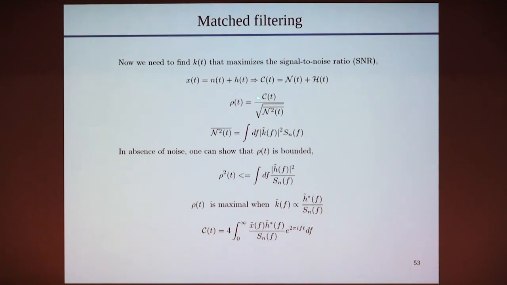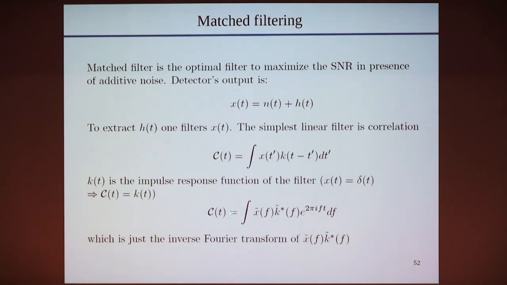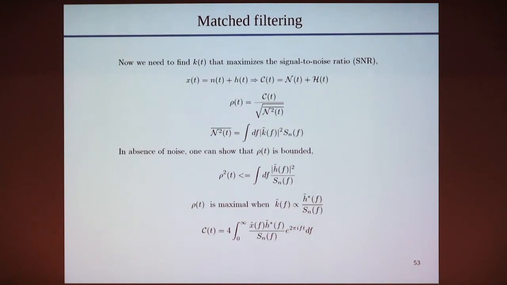That means here I don't have any signal. I just take the Fourier transform of my noise, where I assume there is no signal. And what you can show is that the SNR, the signal-to-noise ratio, is always lower than this integral, which is the correlation function when x and k is equal to the signal I'm looking for. So it's always lower, and it's maximal when k is equal to the signal I'm looking for divided by the power spectrum of the noise.